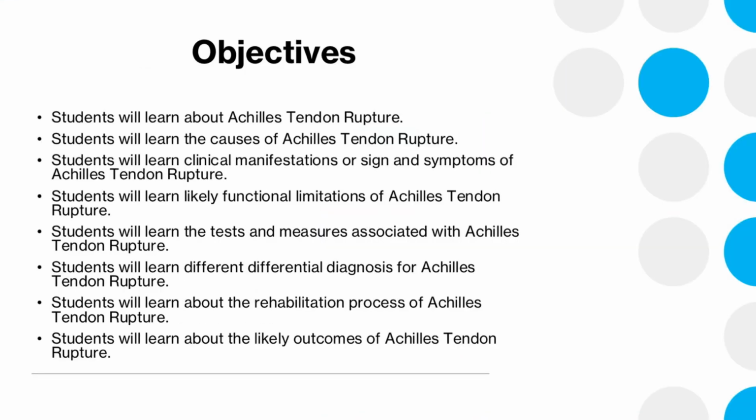The objectives for this presentation are just to provide a clear understanding of Achilles tendon rupture. We'll go through its causes, clinical symptoms, functional limitations, special testing measures, differential diagnosis, the rehabilitation process, and some expected outcomes. And hopefully at the end, you have a comprehensive overview of the condition.